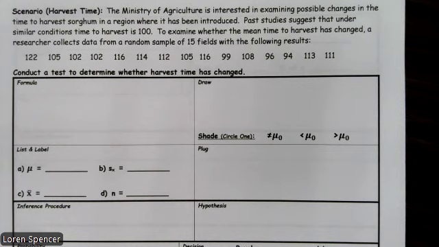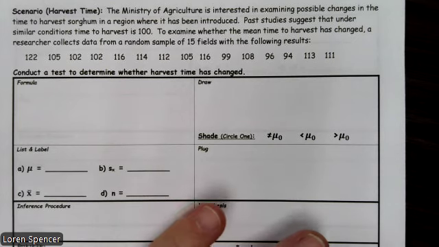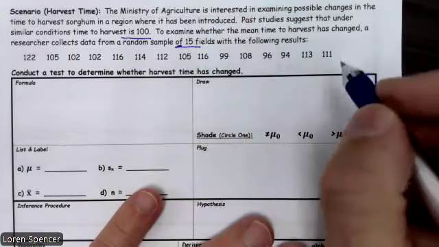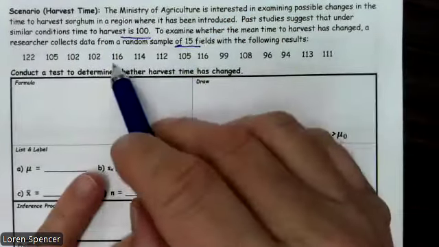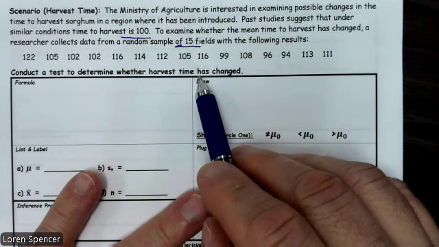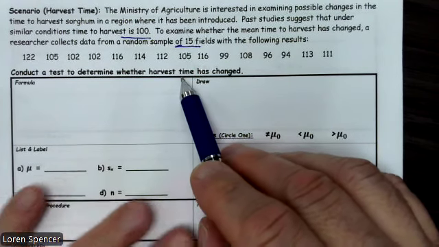The Ministry of Agriculture is interested in examining possible changes in time to harvest sorghum in a region where it's been recently introduced. Past studies suggest that under similar conditions, time to harvest is 100. To examine whether the mean time to harvest has changed, the researcher collects data from a random sample of 15 fields. So we have a claim of 100, that's going to be important, and a random sample of 15 with the following results. Here is our data.